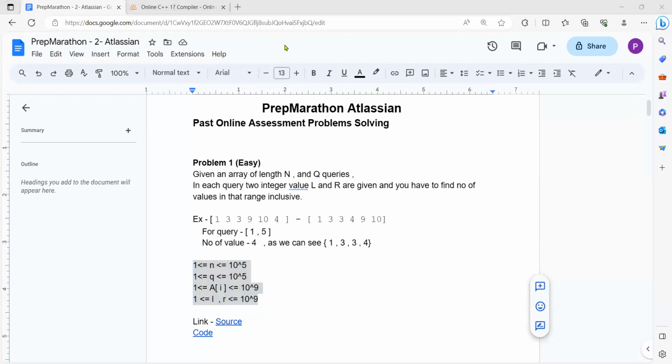Praharshini, sorry if I spelled your name wrong. She is saying sort the array, find the position of L if present or the next value greater than L using binary search. Similarly, for R, if present or the value less than R, subtract those indices plus 1 for the number of values. Good job. Okay, so I got the right approach.